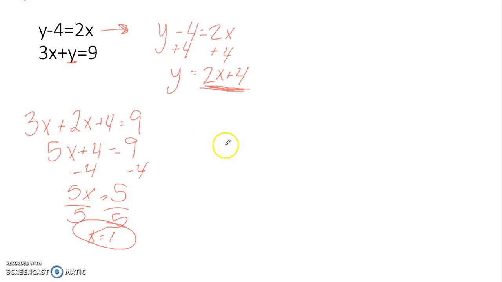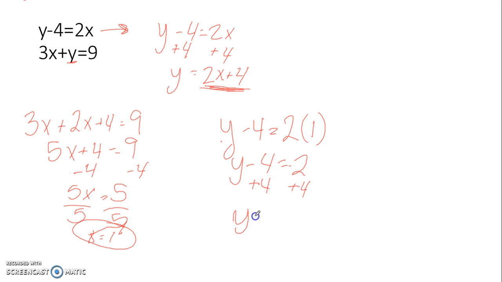Alright, so now we need to continue our work and plug it in. It doesn't matter which one we choose, so we can choose the top one or the bottom one. Let's choose the top one this time. So we have y minus 4 is equal to 2 times, and we just found out that x is equal to 1, so 2 times 1. Right, y minus 4 equals 2 times 1, which is 2. We need to get y all by itself, so we need to add 4 to both sides. Y is equal to 6. So our ordered pair for this system is 1, 6. Okay, if you were to graph this, you would come up with the same exact answer.